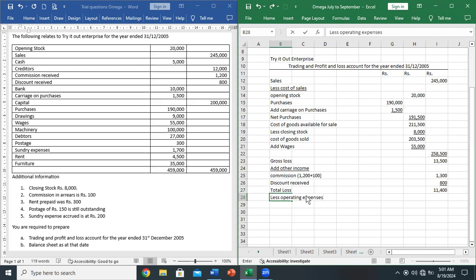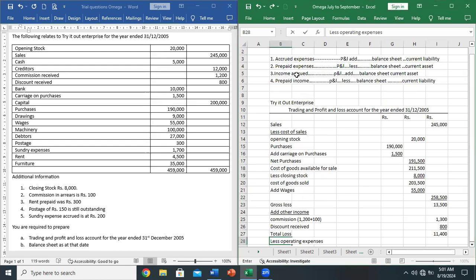Are we okay with the commission and how we adjusted it in the profit and loss account? Just going back, we just agreed that for income accrued or in arrears, you add. So the question told us that there was a commission in arrears of 100. So that 100 we will add to the one we already have in the trial balance. Hence, the meaning of this add in the profit and loss account.